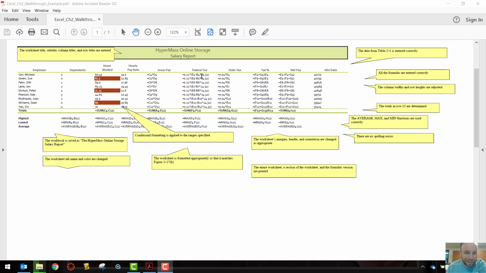So for this particular one, to get the number that would show up for the federal tax for Mr. Michael Carl, you had to put in equals 0.22, which would represent a percent, in this case 22%, times the math of E4 minus B4 times 24.32. So all that's doing in that particular cell is it has multiple math going on, okay? And that's the same to be said about the rest of this.